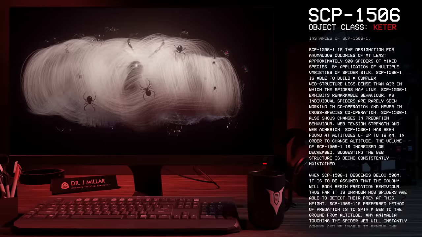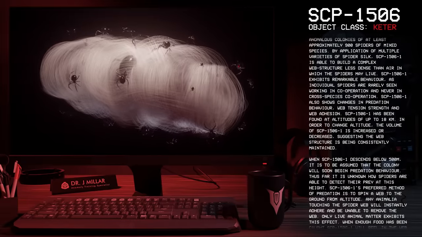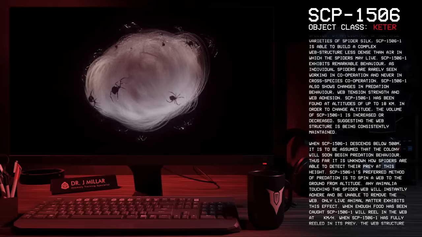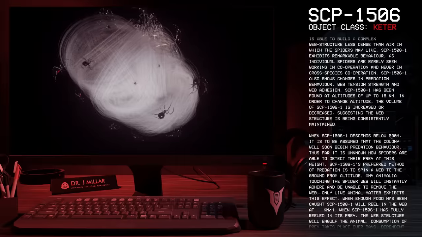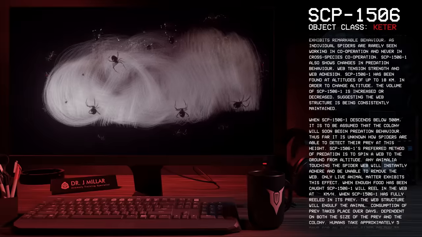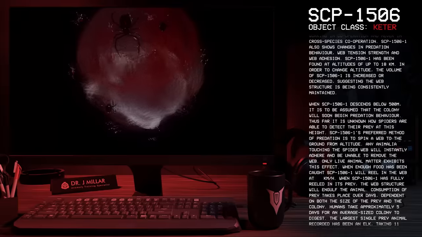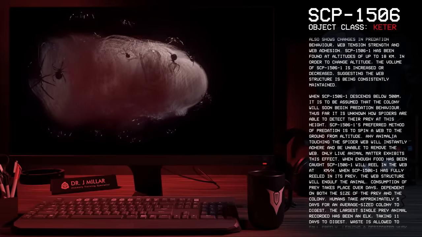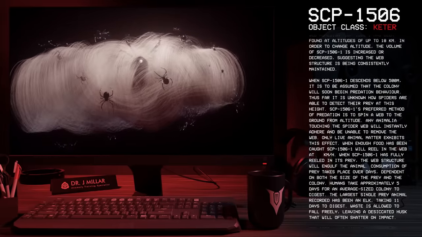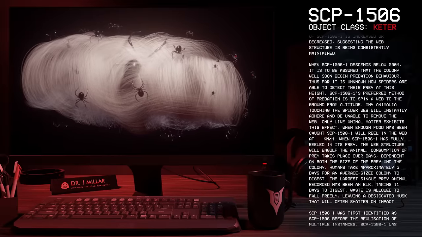SCP-1506-1 exhibits remarkable behavior, as individual spiders are rarely seen working in cooperation and never in cross-species cooperation. SCP-1506-1 also shows changes in predation behavior, web tension strength, and web adhesion. SCP-1506-1 has been found at altitudes of up to 18 kilometers. In order to change altitude, the volume of SCP-1506-1 is increased or decreased, suggesting the web structure is being consistently maintained. When SCP-1506-1 descends below 500 meters, it is to be assumed that the colony will soon begin predation behavior. Thus far, it is unknown how spiders are able to detect their prey at this height.